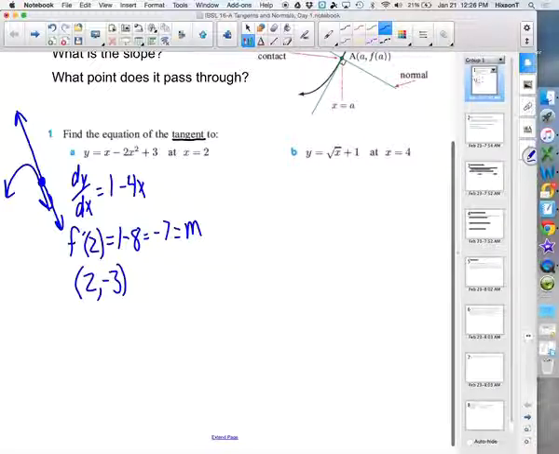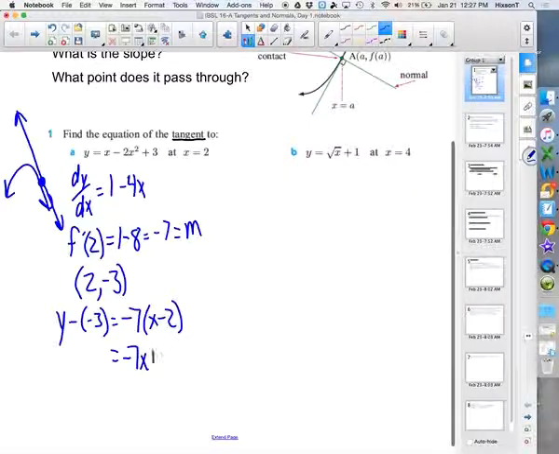So I could use my point-slope form. y minus -3 equals the slope times x minus 2. And I simplify that. -7x plus 14 equals y plus 3. So y equals -7x plus 11. That's the tangent line to the curve when x is 2.